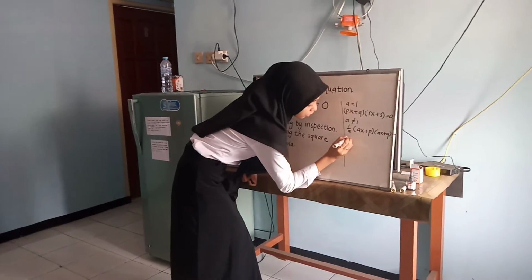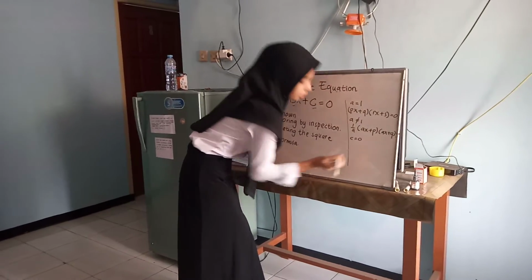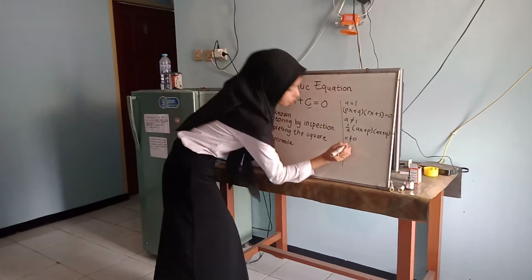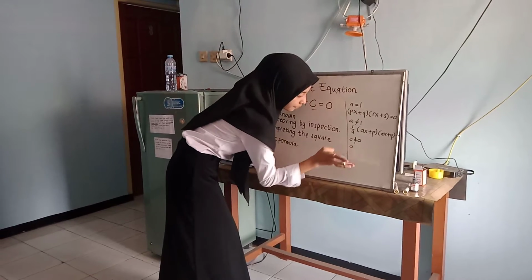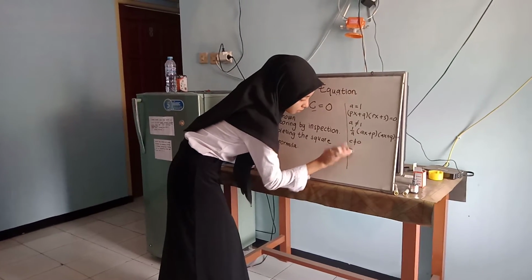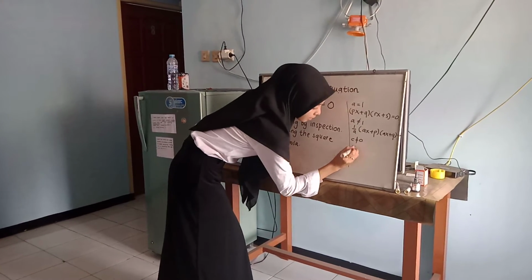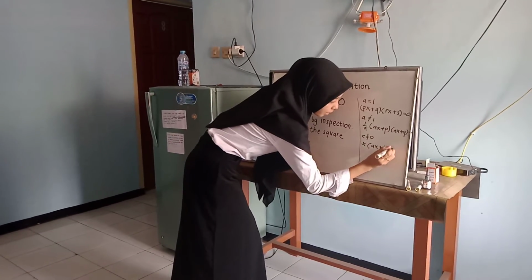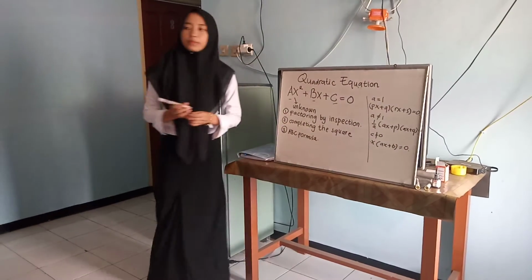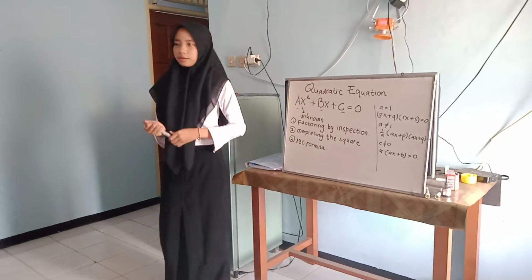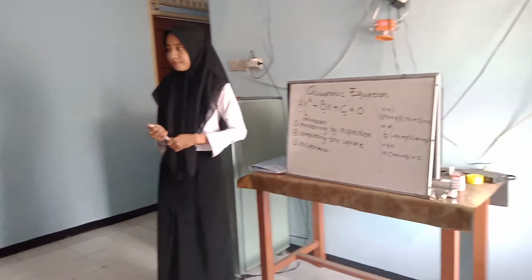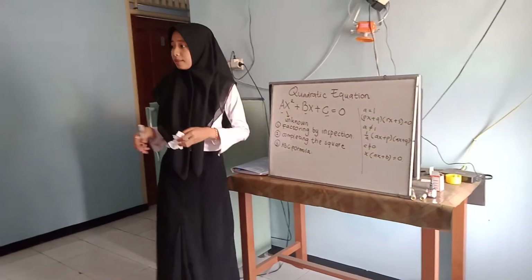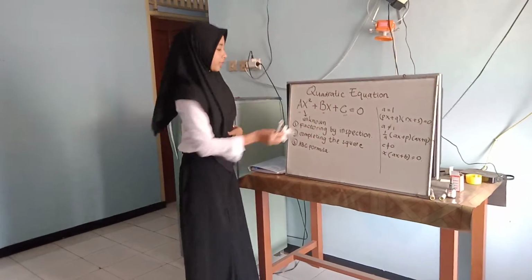If there is no constant in this equation, we can factor it as x times (ax plus b) equals 0. Do you understand? Yes, ma'am. Okay. Do you need an example? Of course. Yes, of course.